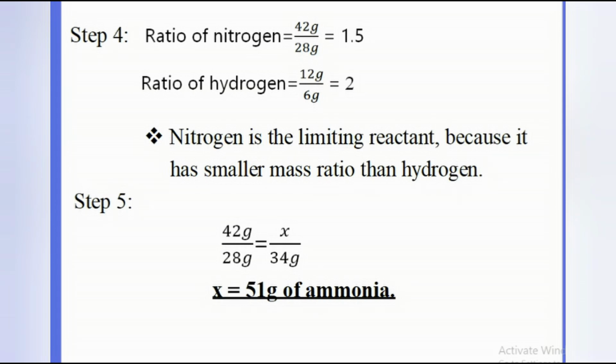The fifth step is the final step in most stoichiometric problems. In this step, we calculate the amount of product formed by using the limiting reactant.